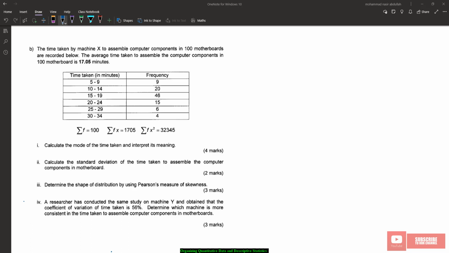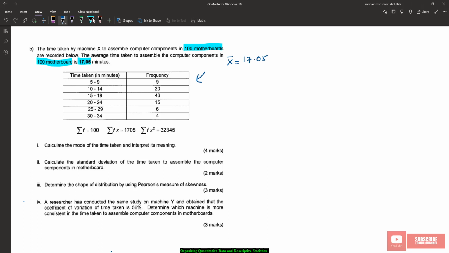Right. The time taken by machine X to assemble a computer component in 100 motherboards is recorded below. So the average time taken to assemble the computer component of 100 motherboards is 17.05. So they already tell you the mean for this data is 17.05, and this is the frequency.